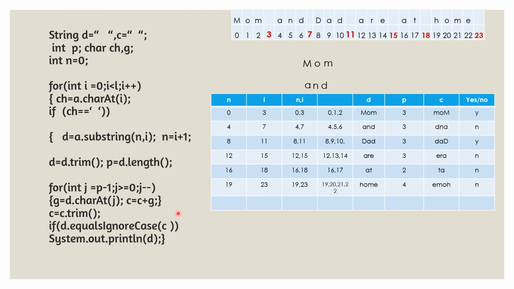After doing that, remove the extra space, otherwise sometimes a mistake will come. And then check if d equals ignore case c. If both the words, d and c, are the same, then it is a palindrome word. So here we can see, if it is, then we can print out the particular word.